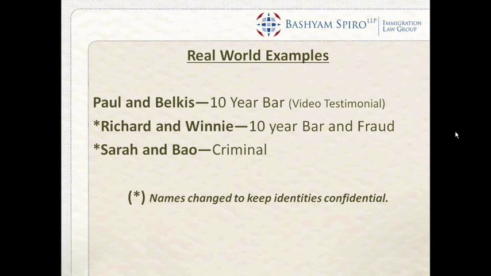Then the last example is Sarah and Bao. Bao borrowed a friend's green card and Social Security card to get a job. The friend entered into the situation willingly, but ultimately his employer discovered it, reported him to the police, and he was charged with identity theft. And even though he wasn't convicted in the way that we think of conviction, he admitted he was guilty and went through a deferred prosecution agreement and was considered convicted for immigration purposes. So we had to file a waiver for his case as well. And ultimately that case was also approved.